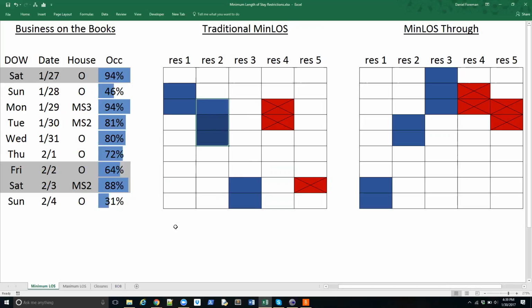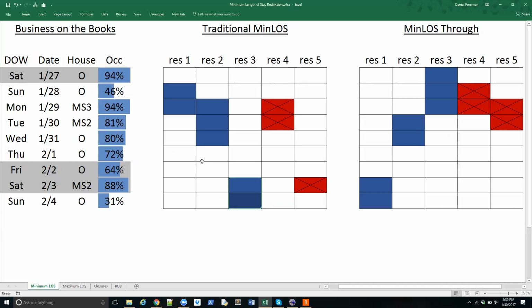So they're fine. And then this Saturday here on the 3rd, we have a transient guest here. Let's pretend they're a leisure guest checking in for a concert. They're staying for 2 nights on that min stay 2. They're arriving on Saturday. That's great. That's fine. So what is not allowed with the traditional min length of stay?